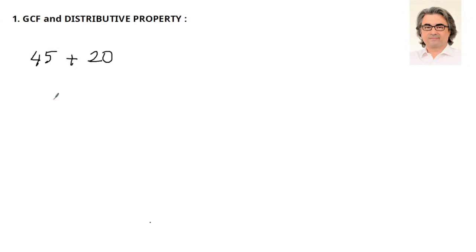Now I should change this writing to a multiplication of two numbers. One of them will be the greatest common factor of 45 and 20, and the second one is the summation of two numbers in the parentheses which have no common factor. So firstly, as you understand, I should find the greatest common factor of these two numbers, 45 and 20. Let's find it.